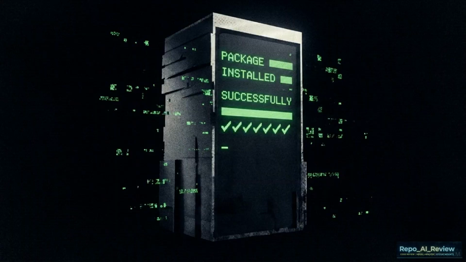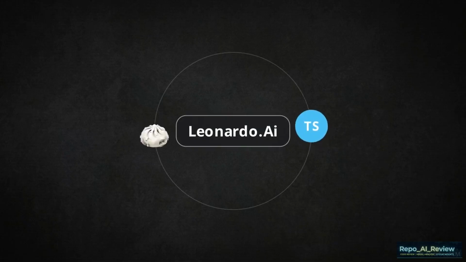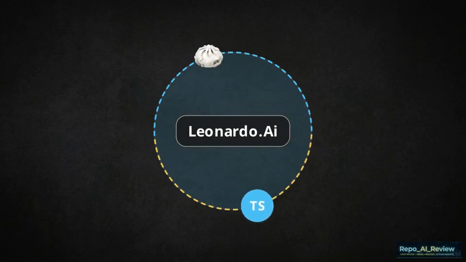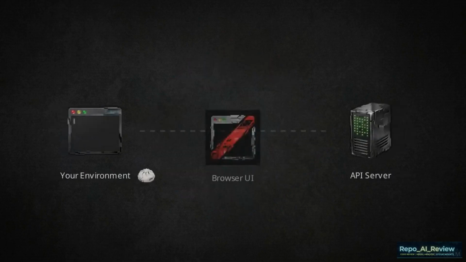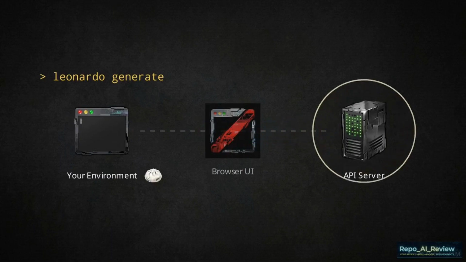The Leonardo.CLI repository is the missing link for these agentic workflows, despite currently sitting at only 22 GitHub stars. Architecturally, it's a lightweight wrapper for Leonardo.AI written in TypeScript and powered by the Bun runtime. It allows for direct terminal execution. Running Leonardo generate with a prompt bypasses the browser UI and returns results directly to your environment.